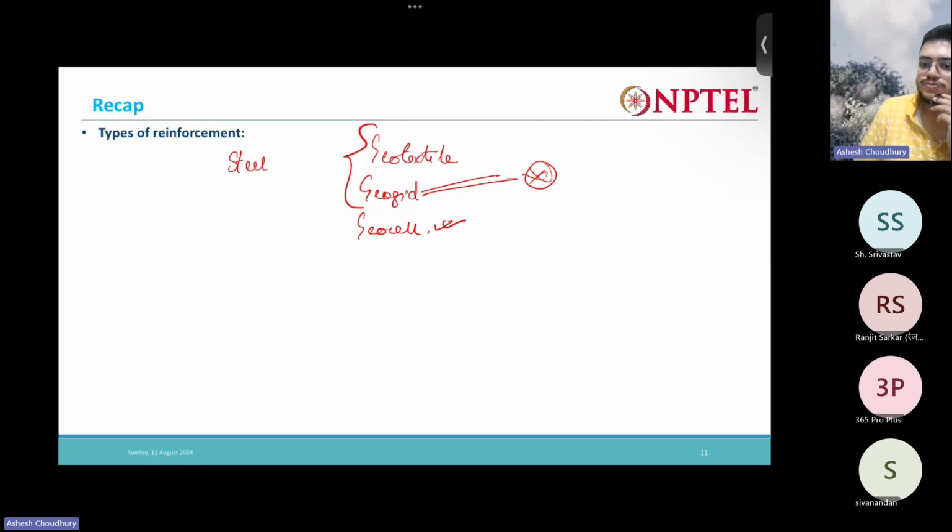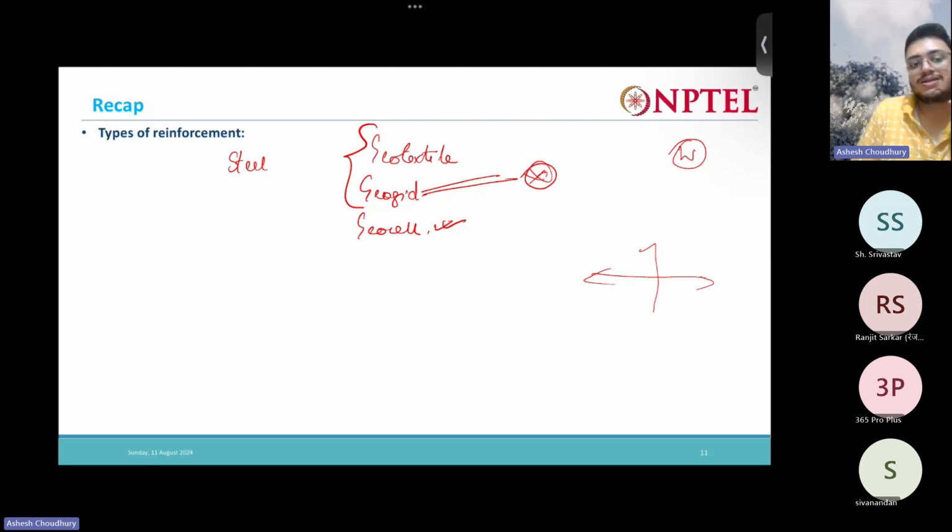Non-woven or woven? Yeah, woven geotextile, correct. And what are the types of geogrids that are available to us? Biaxial, triaxial? No, biaxial and uniaxial. These are the main types, whatever are used, though triaxial is also there.